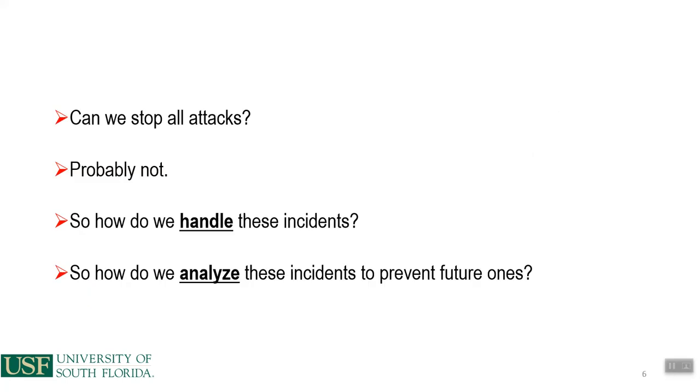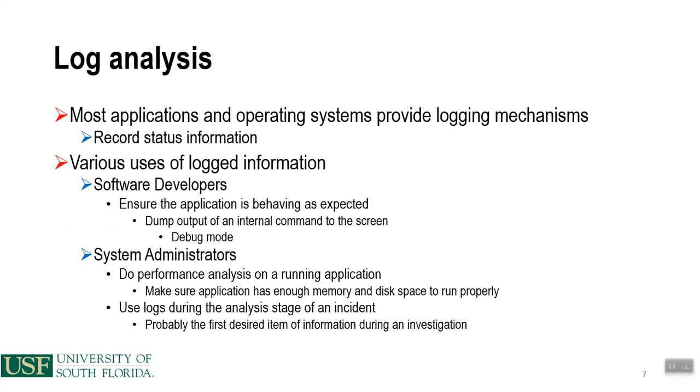So can we stop all of these attacks that are coming in? Probably not. So how do we exactly handle these incidents? That's something we talked about in the previous lecture. And in this lecture, we'll talk about how we analyze these incidents to prevent future ones. One of the basic mechanisms for analyzing incidents is what's called log analysis. Most applications and operating systems provide logging mechanisms. Essentially, logging mechanisms will record status information about particular events that are happening within that IT system and on the network in general.